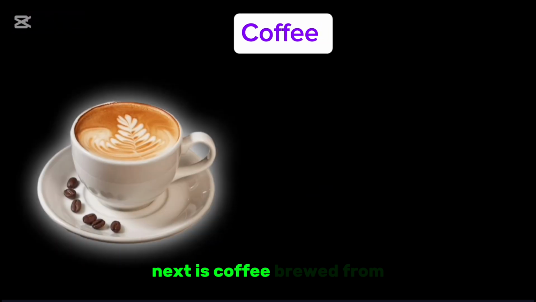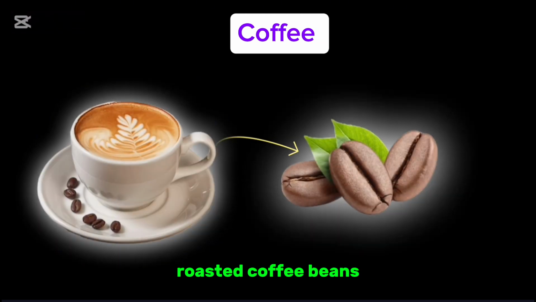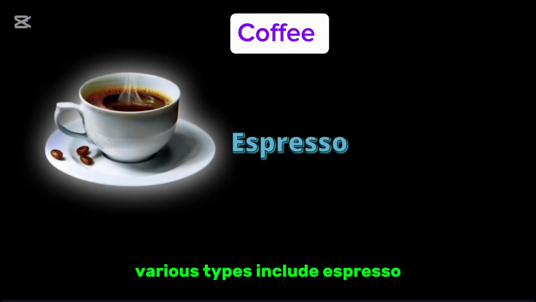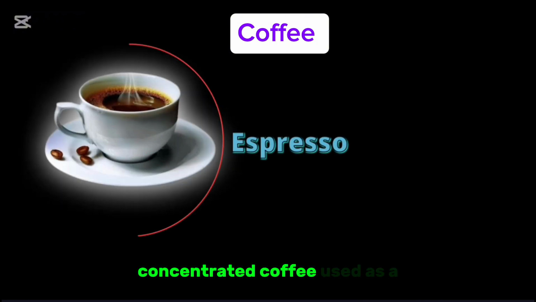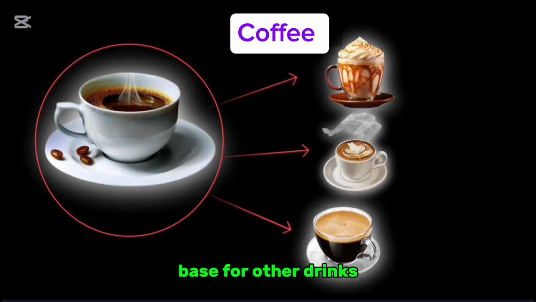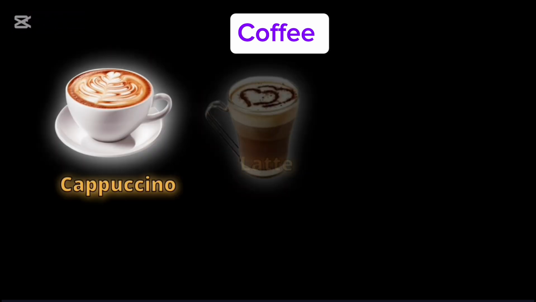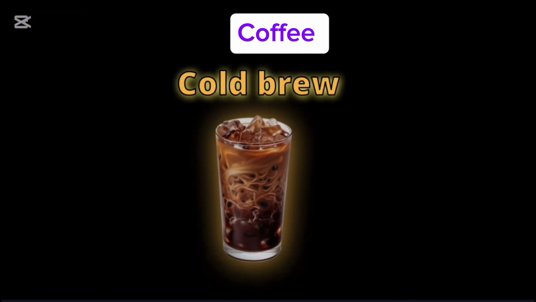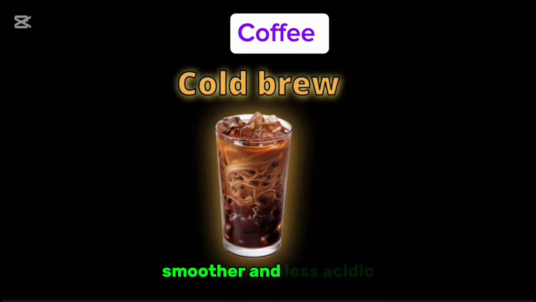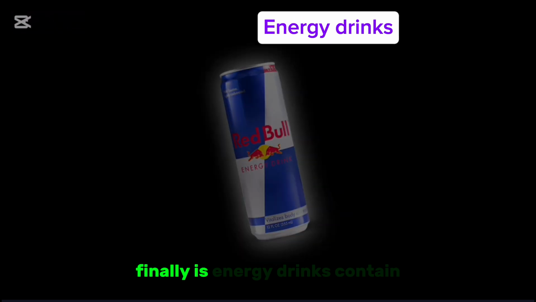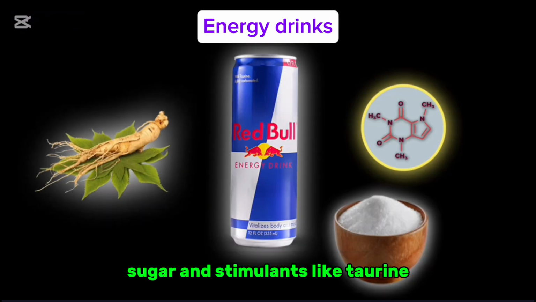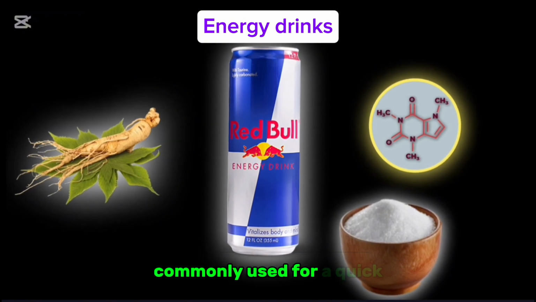Next is coffee, brewed from roasted coffee beans, known for its bold flavor and caffeine content. Various types include espresso, strong, concentrated coffee, used as a base for other drinks. Cappuccino and latte, espresso with steamed milk and foam. Cold brew, slow-steeped coffee, smoother and less acidic. Finally is energy drinks, which contain caffeine, sugar, and stimulants like taurine or ginseng, commonly used for a quick energy boost.